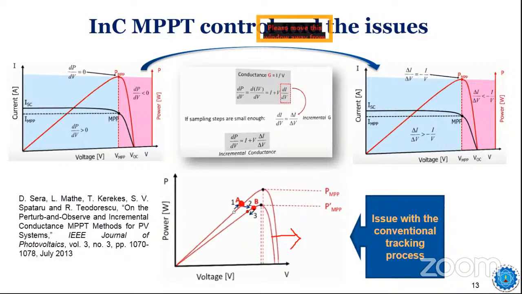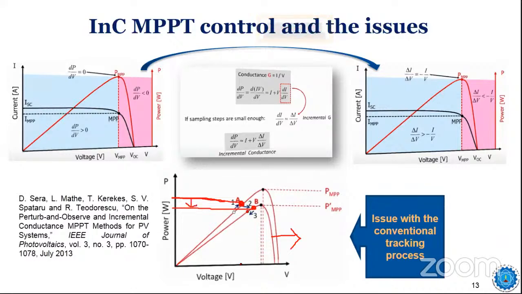Now at B, what will our algorithm see? You compare this point A and B. Our irradiation has decreased. That is the reason the point A is shifted to a new point B. What will our algorithm see? Which power is more, point A or point B? Obviously, point A is more. It means power has changed in a negative direction.